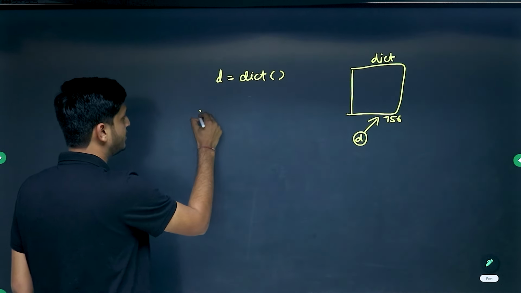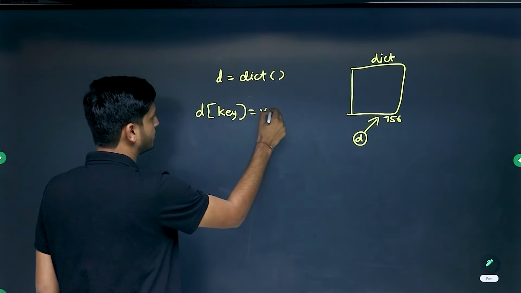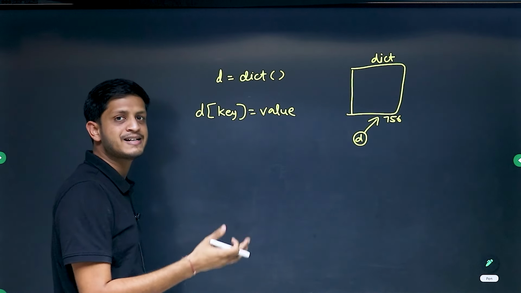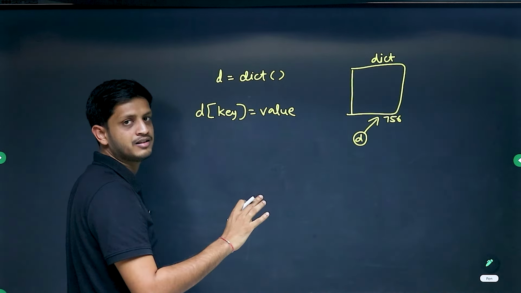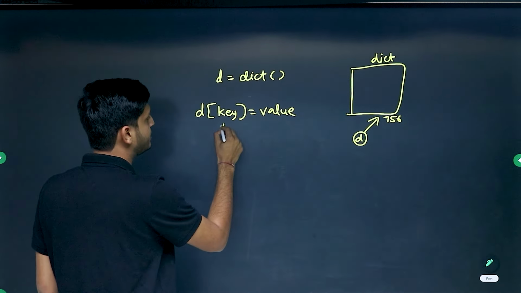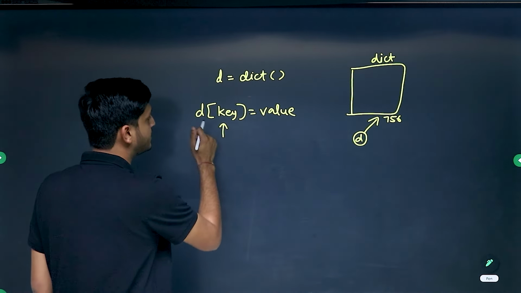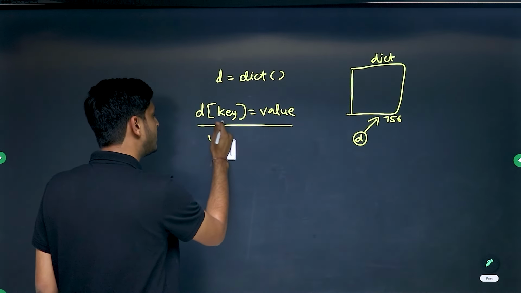Now if I just write d of key is equal to value, this is the syntax, that's it. You just have to write d of key is equal to value. It will automatically assign a value to a key. If this key doesn't exist, it will insert a key. So it will firstly see if this key is already there. If this key is already there, it will update the value. So the same syntax updates the value as well, and it also inserts.